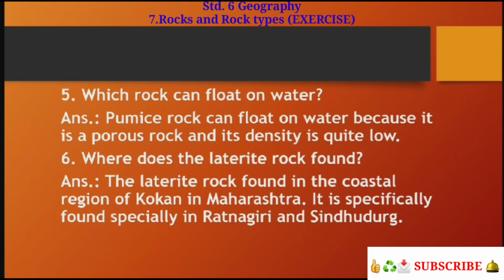Now the sixth one. Where is laterite rock found? The answer is, laterite rock is found in the coastal region of Konkan in Maharashtra. It is specially found in Ratnagiri and Sindhudurg.